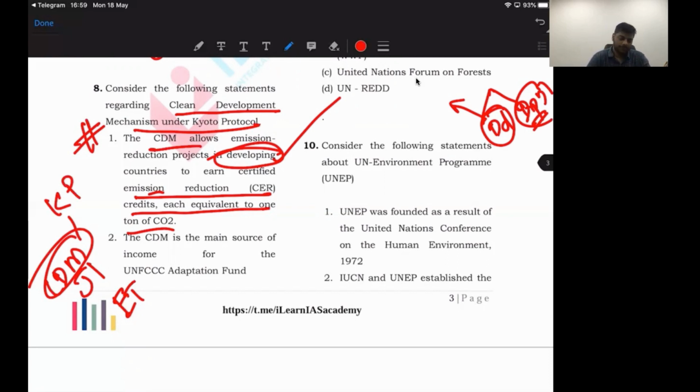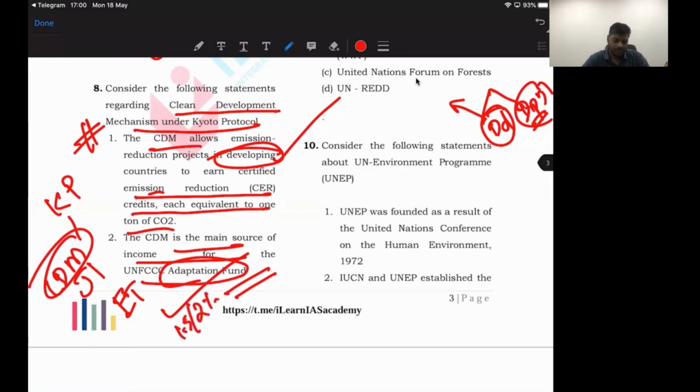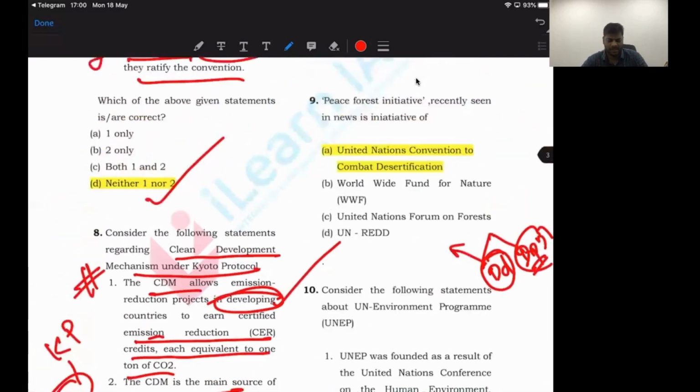And what about the second one? CDM is the main source of income for the UNFCCC Adaptation Fund. Again, this is fundamental knowledge. UNFCCC and its Kyoto Protocol has a funding mechanism which is known as the Adaptation Fund, and the Adaptation Fund is mainly financed from the CDM, the income of the Clean Development Mechanism. In fact, 2% of revenue from clean development activity should be financed into the Adaptation Fund. So this is a fundamental thing. The second option is also correct. These are very fundamentals regarding the Kyoto Protocol.